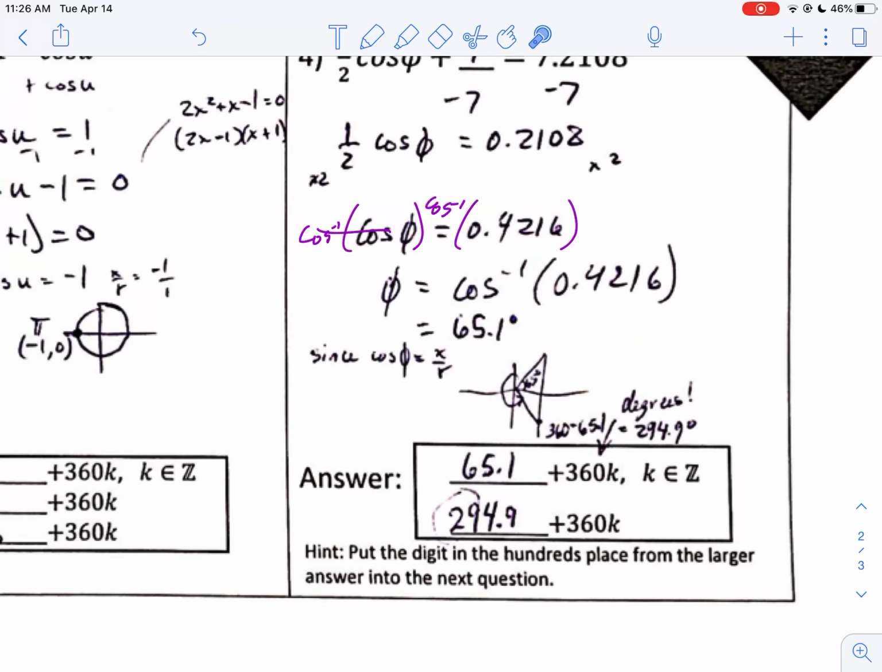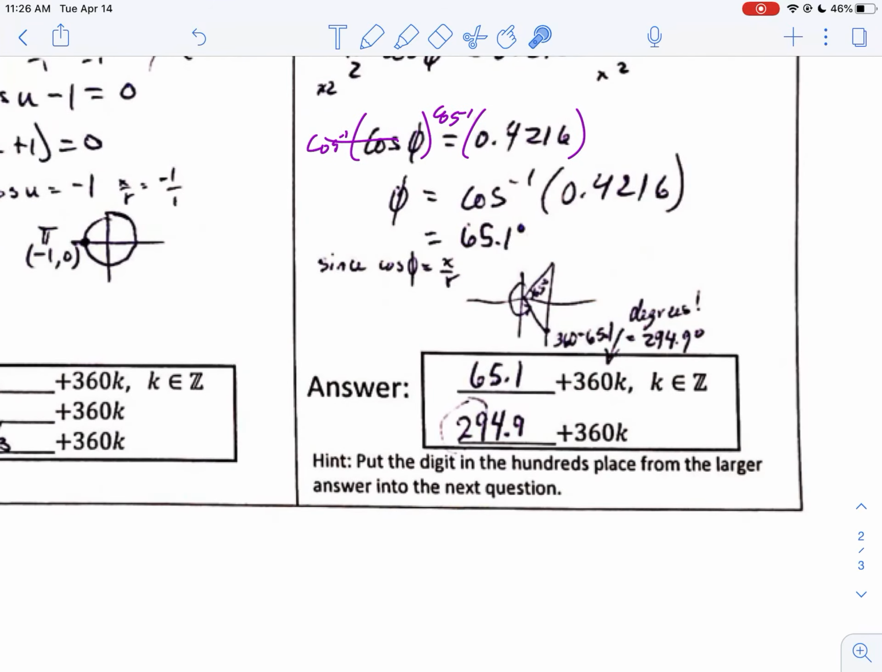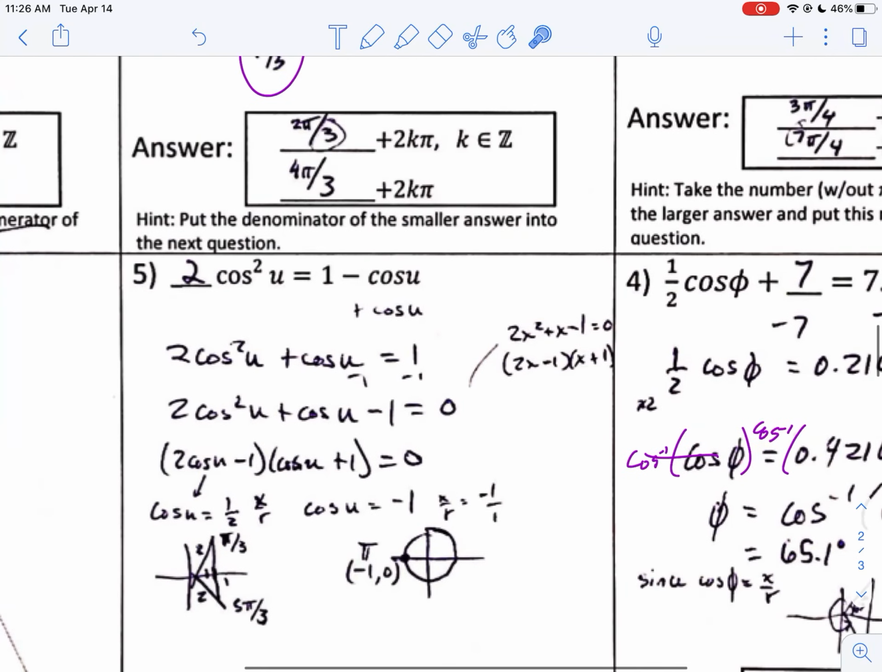I type it in the calculator. That gives me 65.1 degrees, which is here in the first quadrant. But since cosine phi is x over r, we know that x is going to be the same in the fourth quadrant. So we take 360 minus 65.1. Since this is 360k, it's in degrees, so I take 360 minus that and get 294.9. You could probably put 295 in there. And that gives me my two solutions. And then plus 360k is just going to add a circle each time, right, to get all the coterminal angles.